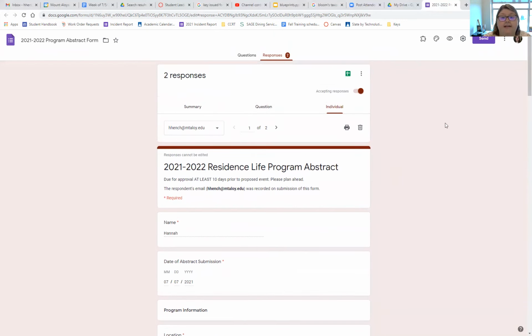And again, like I said, you can find that under the tab, and we'll make sure that the resource is shared out with you.